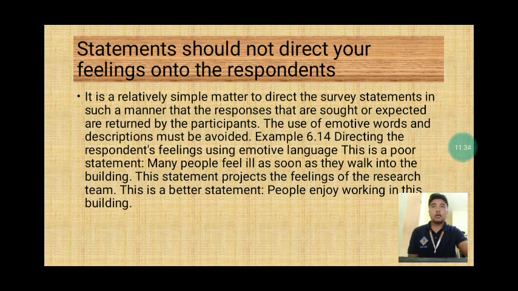Statements should not direct your feelings onto the respondent. It is a relatively simple matter to direct the survey statements in such a manner that the responses that are sought or expected are returned by the participants. The use of emotive words and descriptions must be avoided. So, directing the respondent's feelings using emotive language.